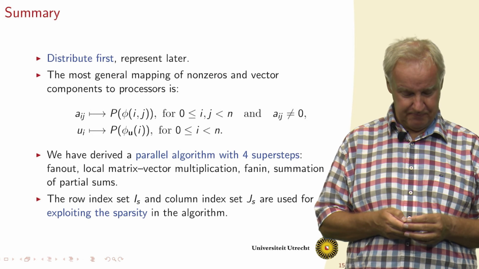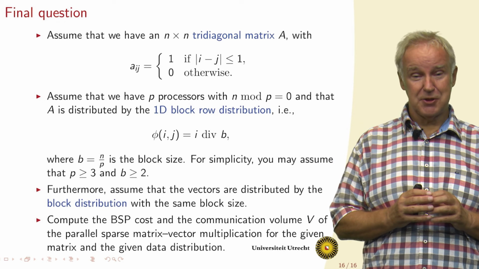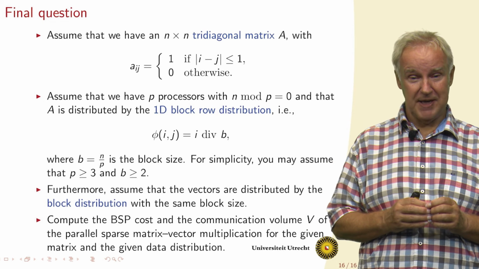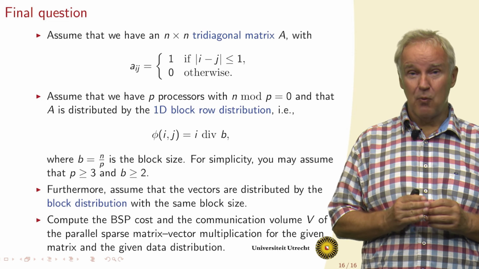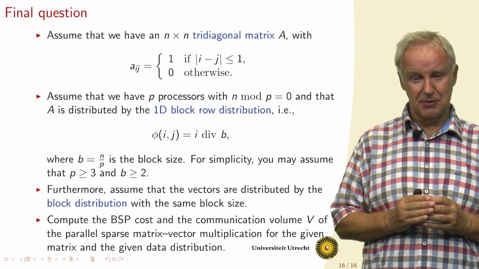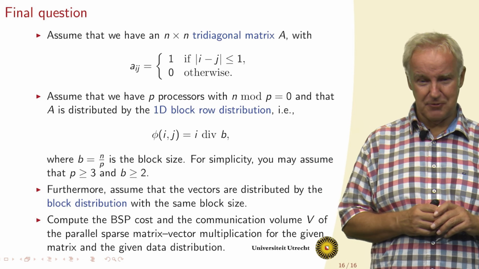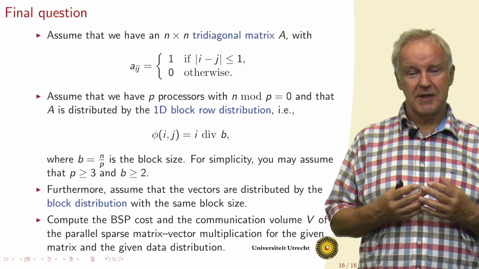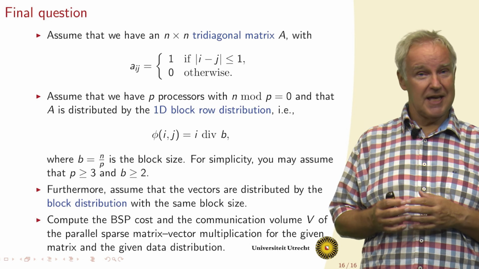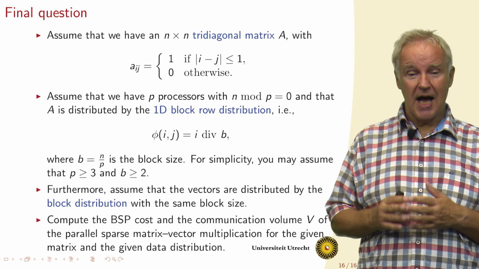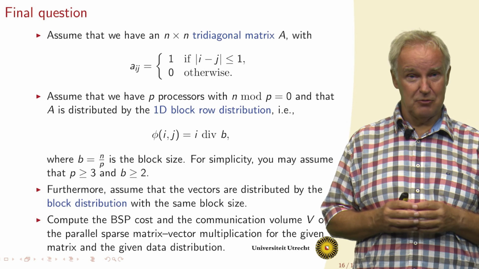So I have a final question to you. We look at a very specific matrix, a tridiagonal matrix, which has non-zeros on the main diagonal, one diagonal above it and one diagonal below it, and we just define all elements to be 1, but that doesn't matter that much. And then we assume that we have a block row distribution. So phi of i j is just i divided by b, where b is the block size, and that's just n over p.